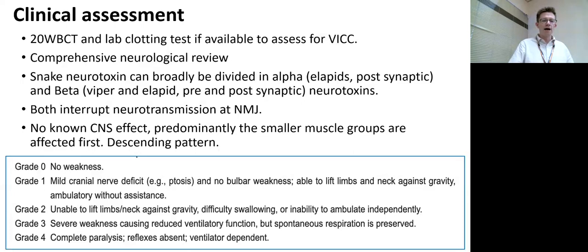Grade two would be classified as unable to lift the limbs or neck against gravity, and difficulty swallowing, inability to ambulate independently. Grade three, severe weakness causing reduced ventilatory function, and grade four is complete paralysis.